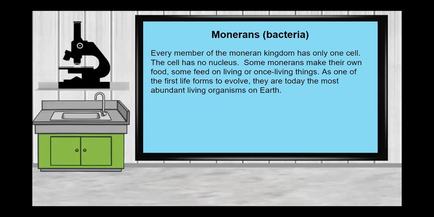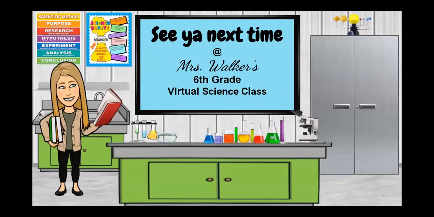And the last one is the bacteria kingdom, also known as the Monerans. Every member of the Moneran kingdom has only one cell. So again, these are organisms you're going to have to see using a microscope. They are microscopic. The cell has no nucleus. Some Monerans make their own food. Some feed on living or once living things. As one of the first life forms to evolve, they are today the most abundant living organisms on Earth. And these are teeny tiny. You can't see them. They're microscopic.